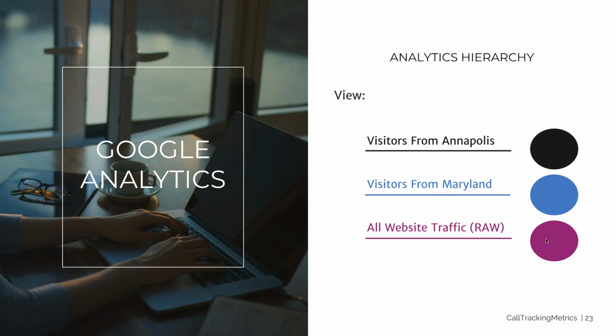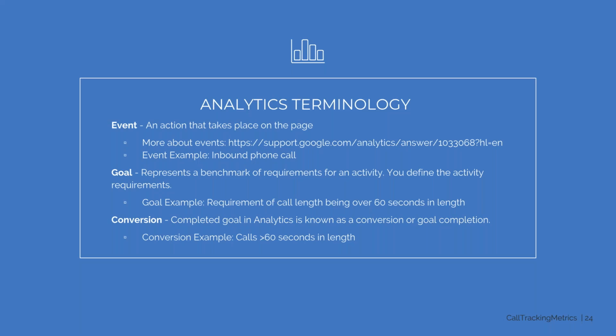Now this comes into play with our calls. So if you are only accepting traffic from Maryland and you had a call, say from California, that call wouldn't be reporting in these two views, but would in this view. So that's a real high level overview of how views will report data in analytics.